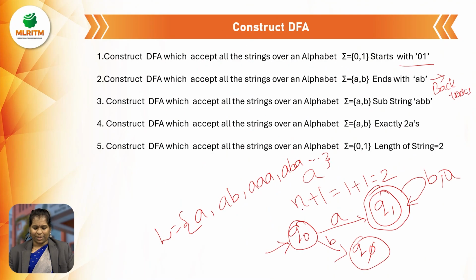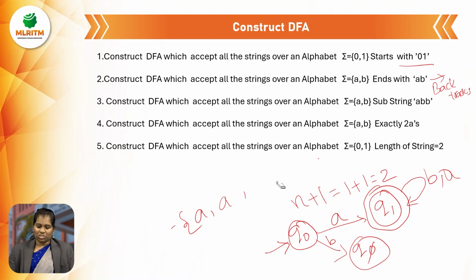So the next one is to construct a DFA which accepts all the strings over the alphabet sigma is equal to A comma B with exactly 2 A's. Exactly 2 A's should be in the string.